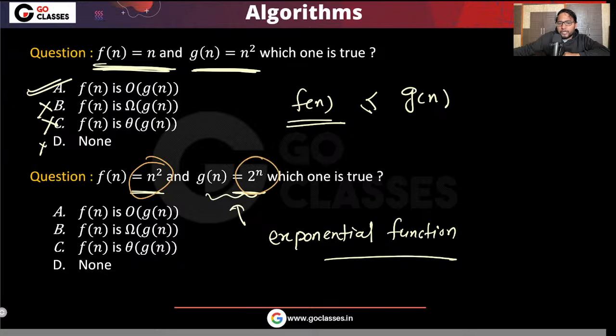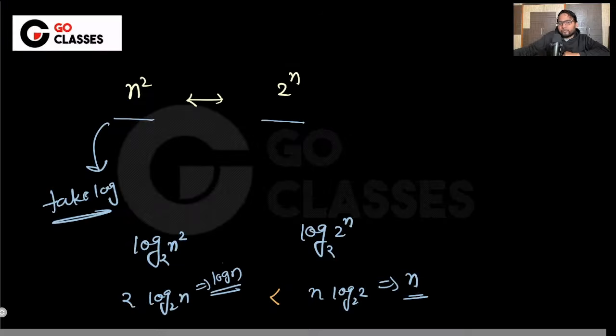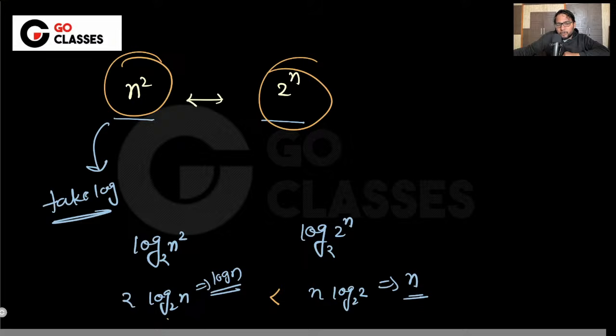Now what you can do here, if they ask you something like this, you take a log. You take a log of n square and 2 power n. It will be 2 log n, or log n, and it will be n. Then after taking the log, which one is greater?